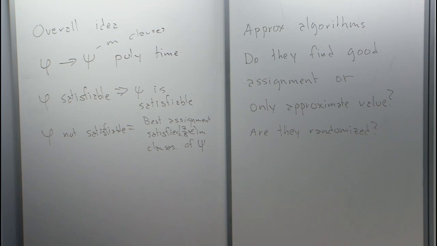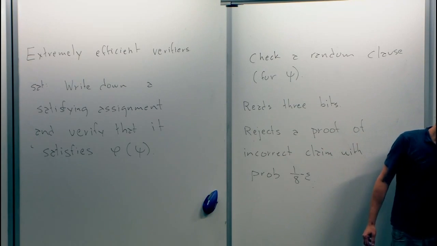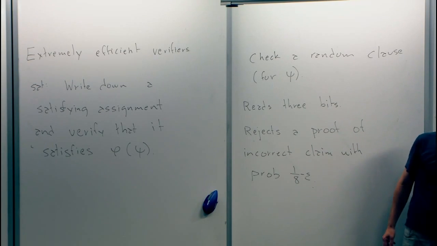So this is really a remarkable statement, right? This is saying that you have a formula phi with 1,000,000 variables, and then you translate it efficiently to psi, and then you can check it by just reading 3 bits. Okay. All right, everybody happy with this?